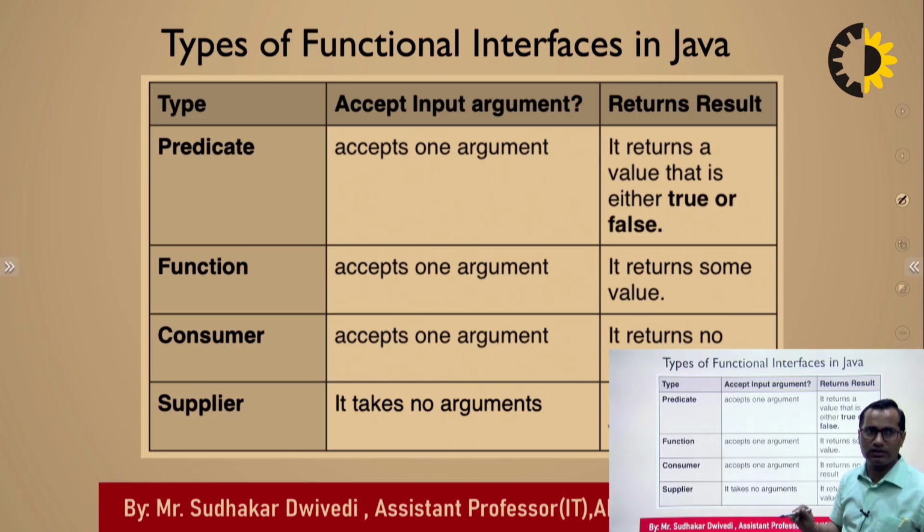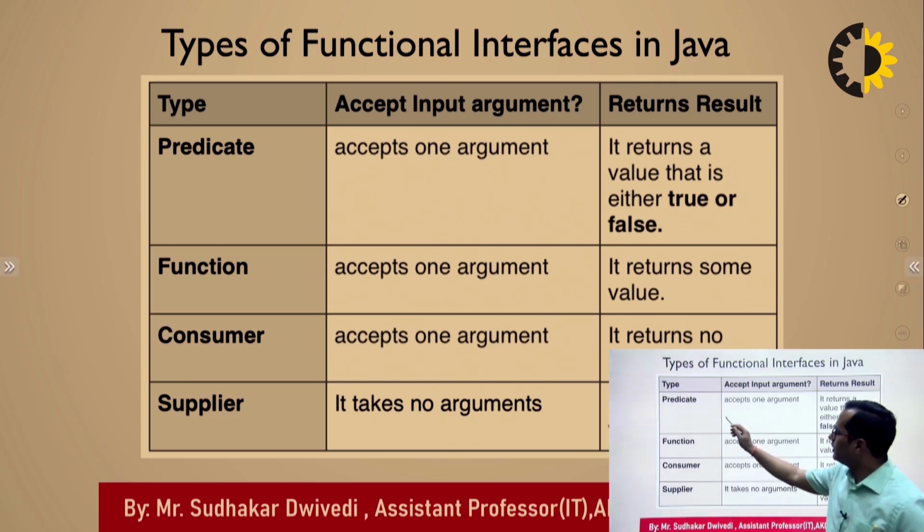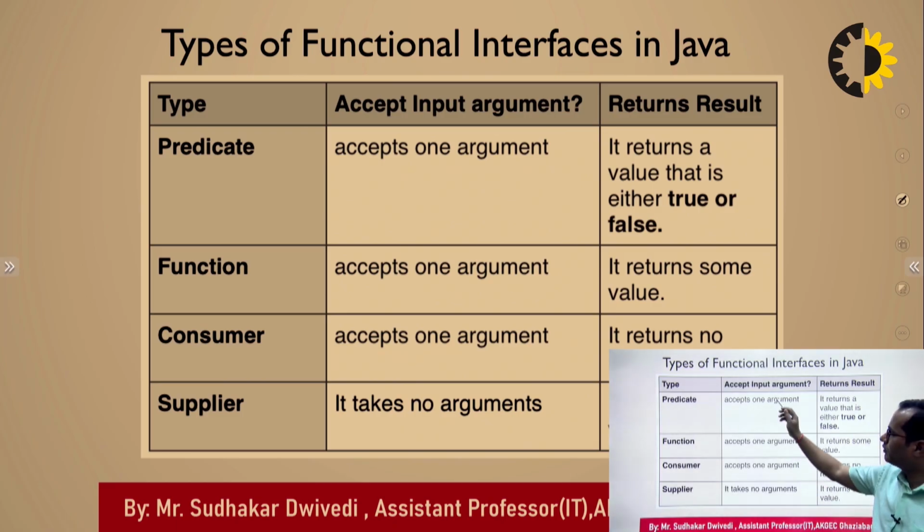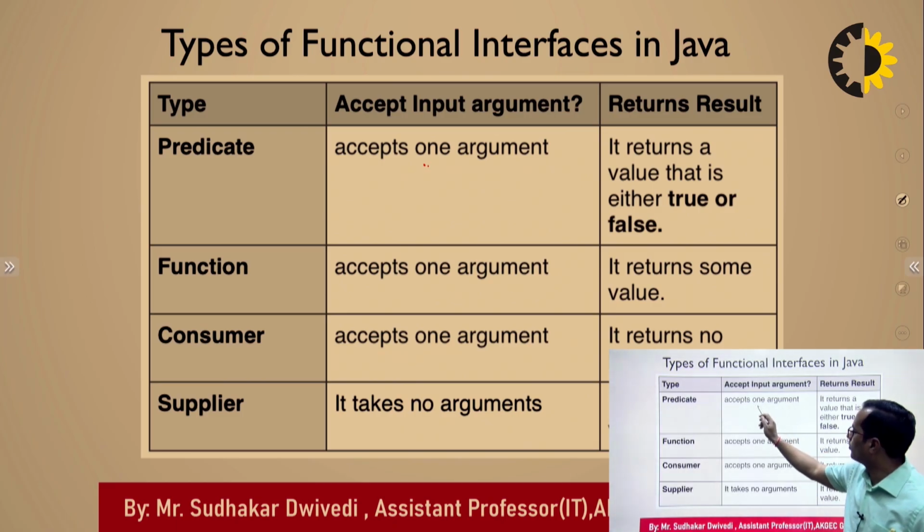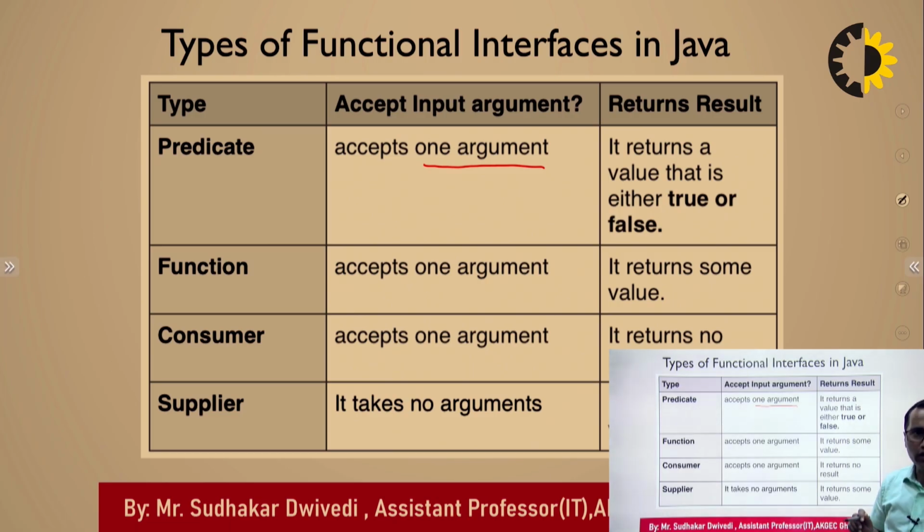What does this mean? The Predicate type of functional interface accepts only one argument and it returns a value that may be either true or false. That means it returns a Boolean type of value. So Predicate functions accept only one argument and return a value, either true or false.